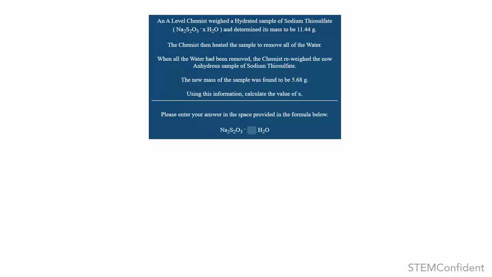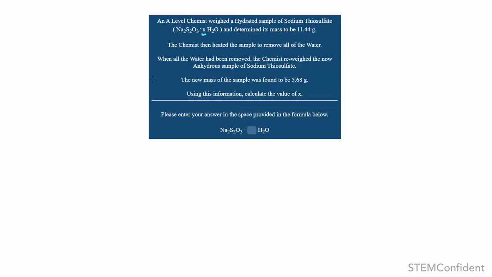Okay, so in this particular case, what we've got is a hydrated sample of sodium thiosulfate, right? And the mass of the hydrated sample has been found to be 11.44 grams, and the anhydrous sample has been found to have a mass of 5.68 grams, and so we need to effectively use this information to work out the value of x, with x being the coefficient associated with the H2O in this particular formula, right?